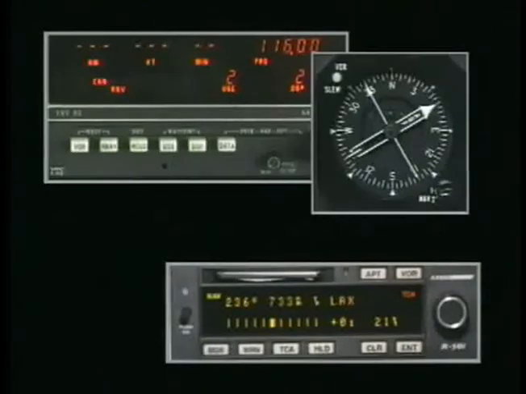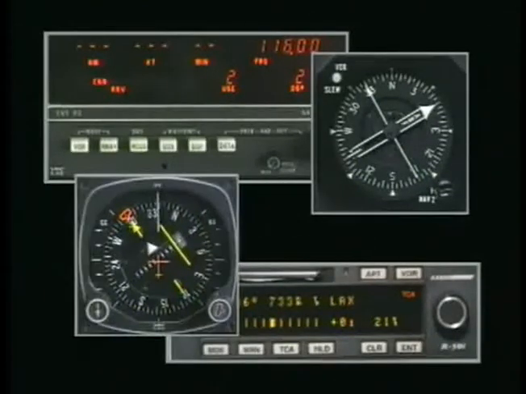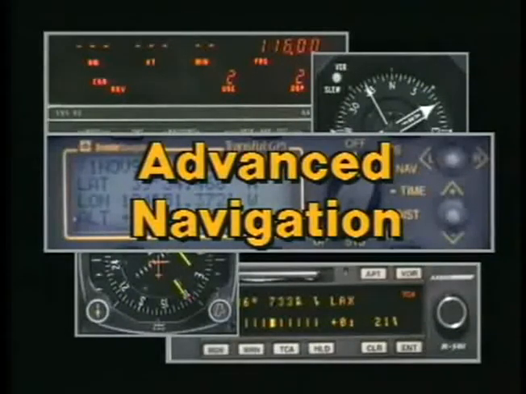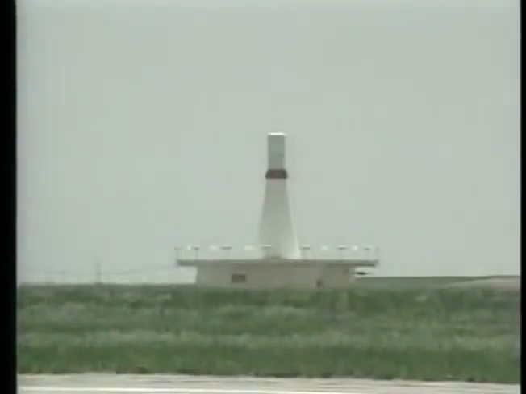Besides VOR and ADF, there are various types of advanced navigation systems and indicators available. Our purpose in this section is to introduce you to some of them and describe their capabilities. The first system we'll look at is area navigation based on signals transmitted by VORTAC, or VOR DME stations.